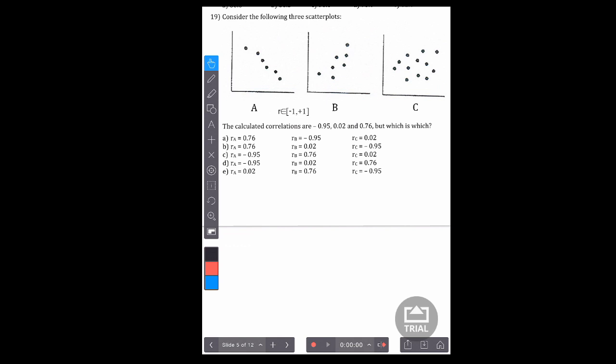Okay, so in the first one, what we have is a negative relationship in A. So this has to be the only negative option, which is negative 0.95. So we're down to C and D. For B, B is a positive trend. But it's not perfect. It's not that close to the line that the scatter plot is demonstrating. So you have to choose between these two. And it looks like I would pick 0.76. So even without looking at C, I know the answer should be C, and most of you got it, so that's good.